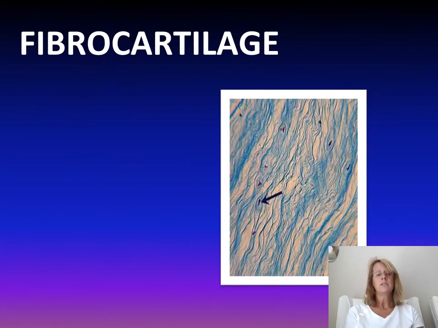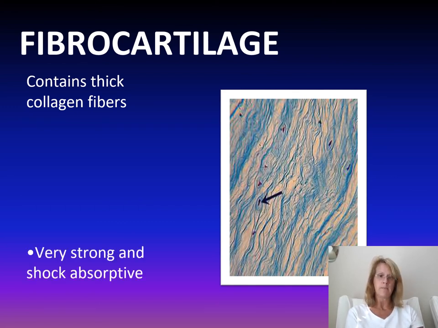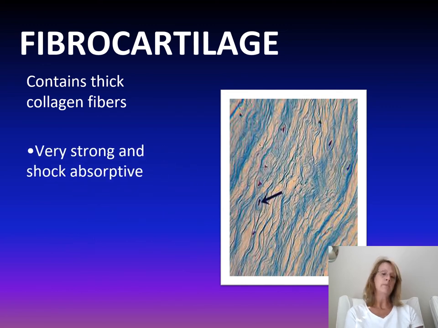The last type of cartilage is the strongest type of cartilage. It's called fibrocartilage. So immediately you know that this one gets its name because of all the really strong fibers it has in it. And you can see from this picture, the little red dots are the cells, and you can see all these collagen fibers that make it up. It is incredibly strong. It's the strongest type of cartilage that we have.